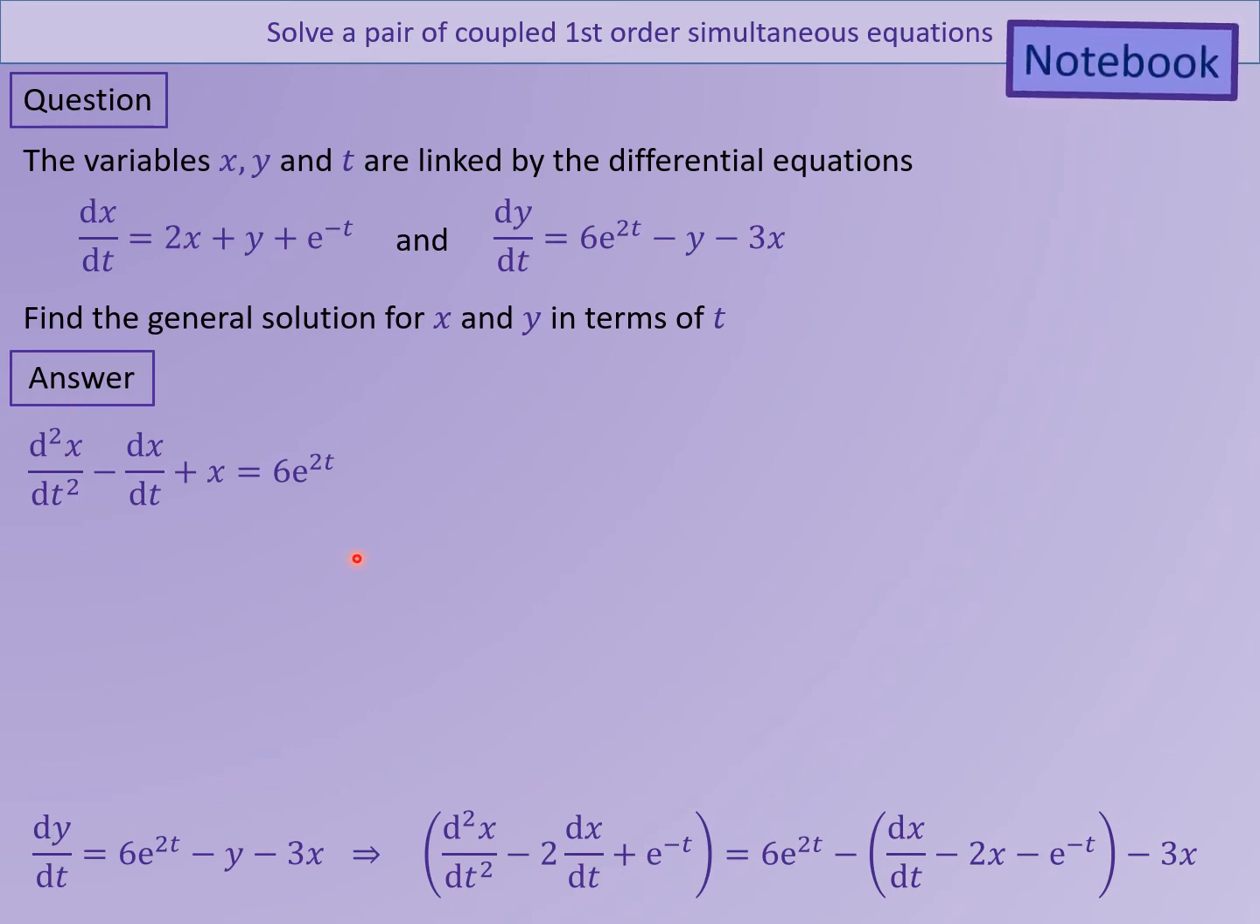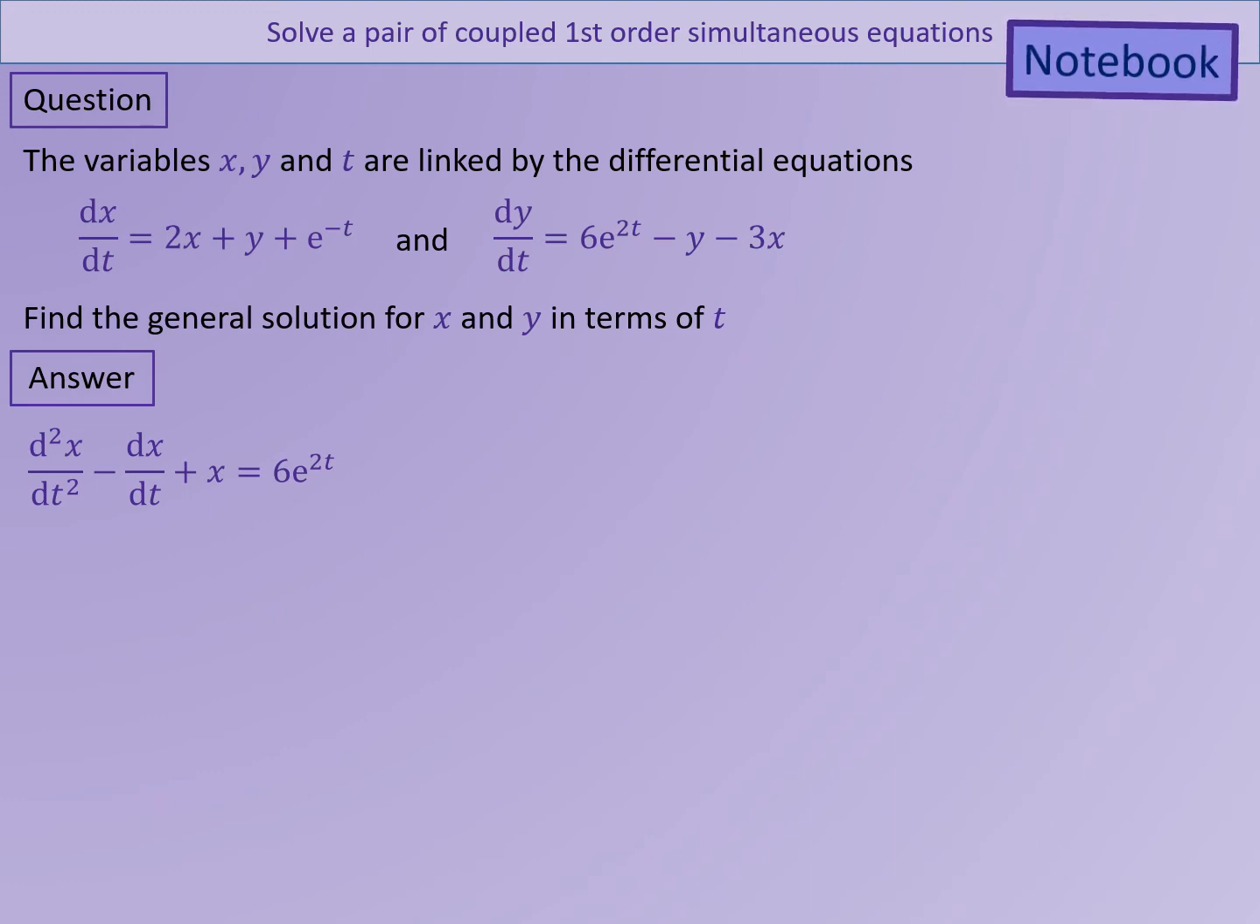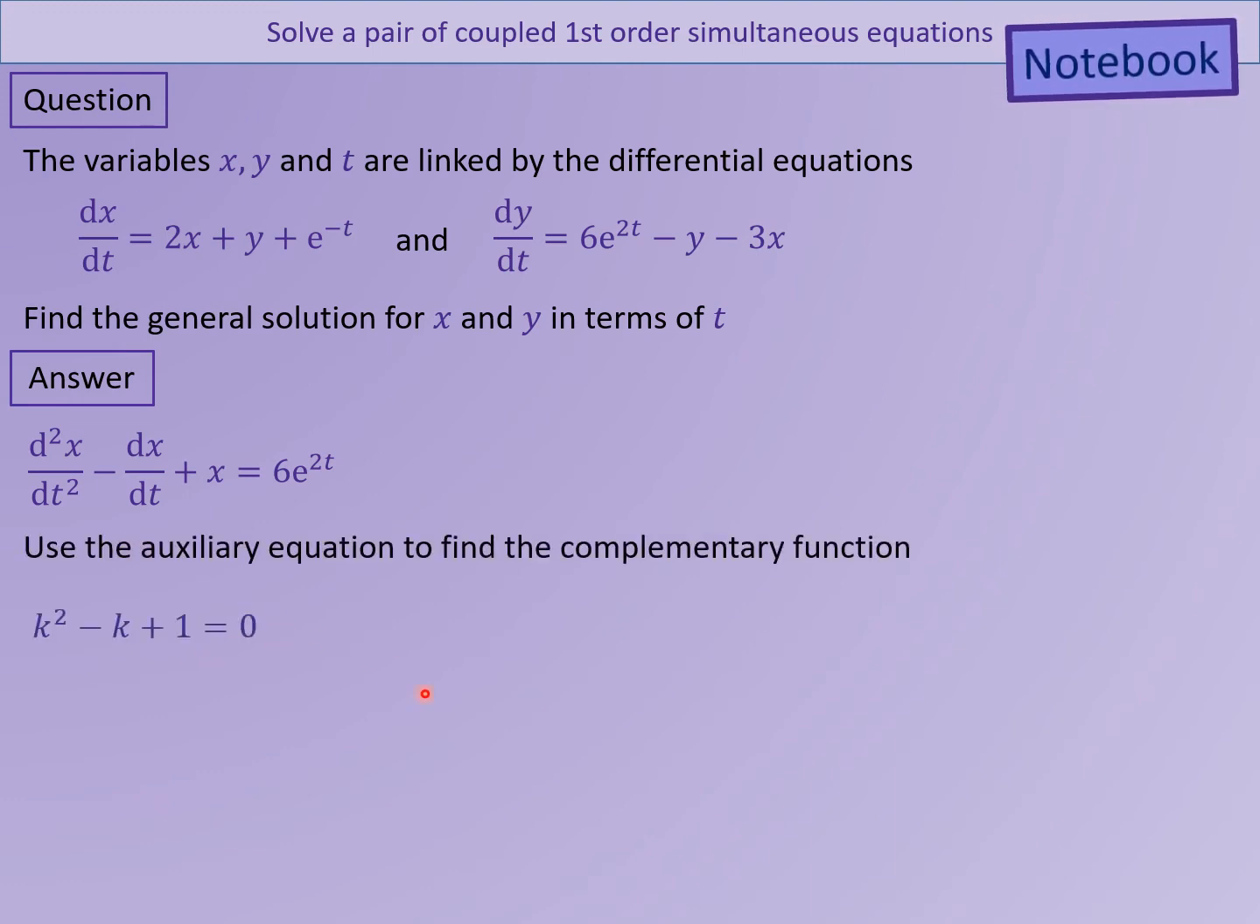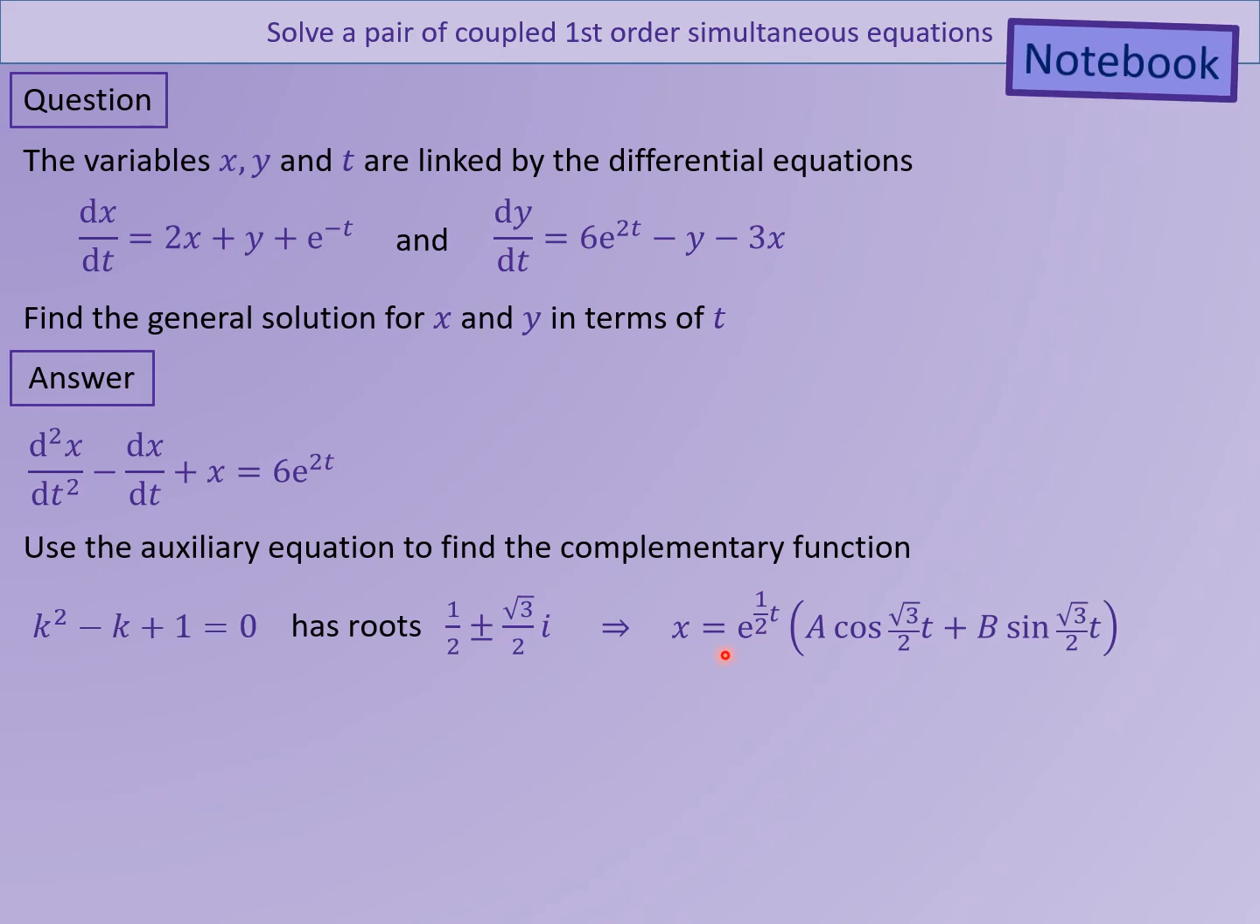Right, once you're here, you can just solve this as you would with any second order differential equation. So you can get your auxiliary equation, and then once you've got your auxiliary equation, there it is, we get your two solutions. Oh, interesting, it's complex roots, so therefore we can write out the correct equation for it. x equals e to the half t, a e to the root 3 over 2.